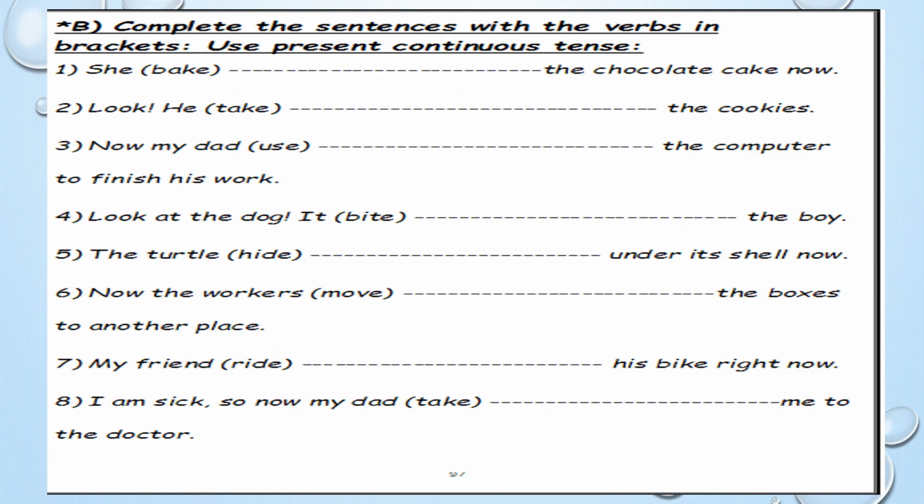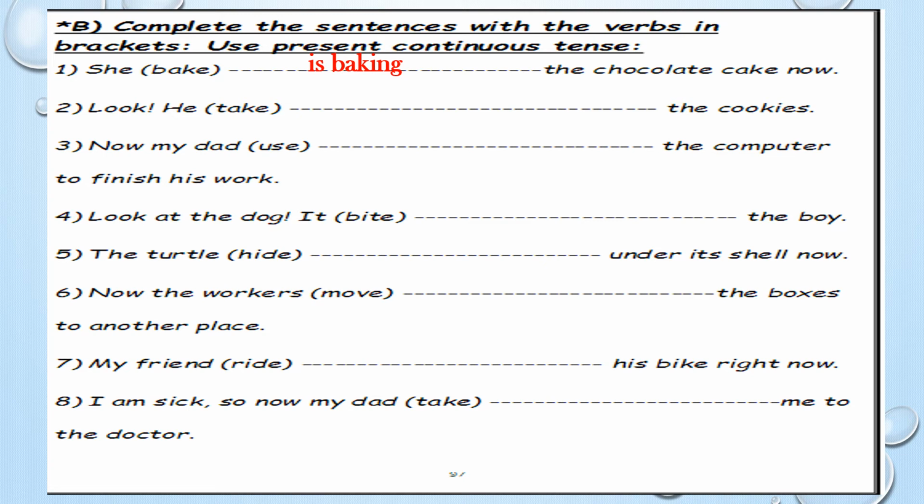Now we are going to move to page number 97. Complete the sentences with the verbs in brackets. Use present continuous tense. Number 1. She baked the chocolate cake now. Now is from the keywords for the present continuous. So she takes what? She takes is. So is baking. Bake ends with E.